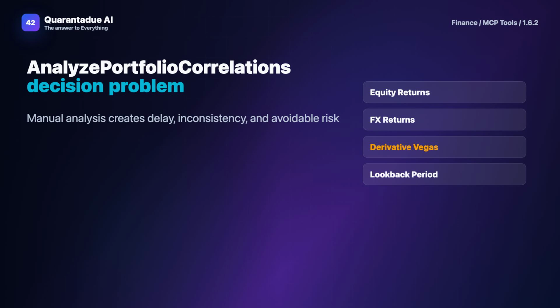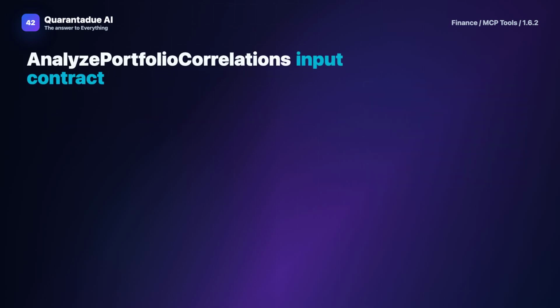Typical inputs include equity returns, FX returns, derivative Vegas, look-back period, and confidence interval. Keeping these fields explicit reduces ambiguity and makes every run easier to audit.